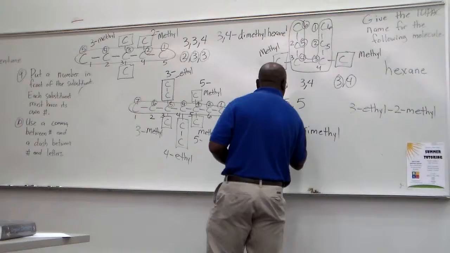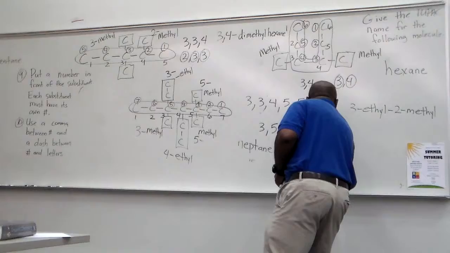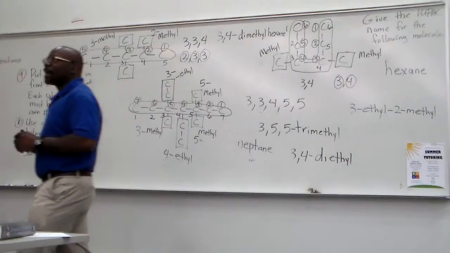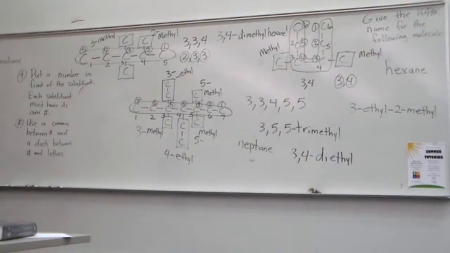Trimethyl. Next, we'll look at our ethyl groups. We have two ethyls, so we have diethyl. The numbers for diethyl are 3, 4. Now we have methyl and we have ethyl. Which one goes first? Ethyl. You don't count the di or tri for the name; it's E versus M. So you put the E first.